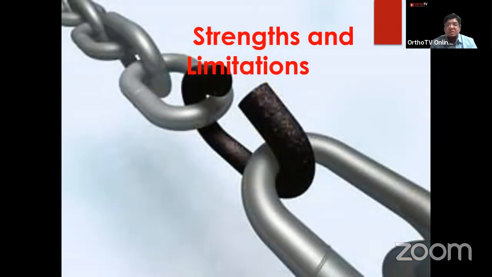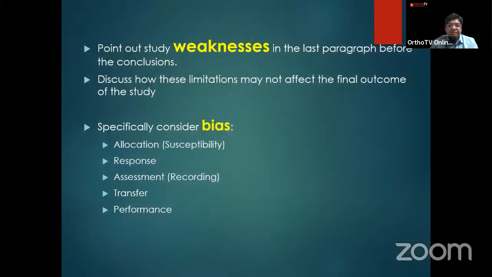Strengths and limitations have to always be mentioned in your discussion. What are the weaknesses of your study? What are the biases that are there? This is important so that the reader will have a perspective of how much value he should put on the results of this study and how useful it can be with his own patient treatment.